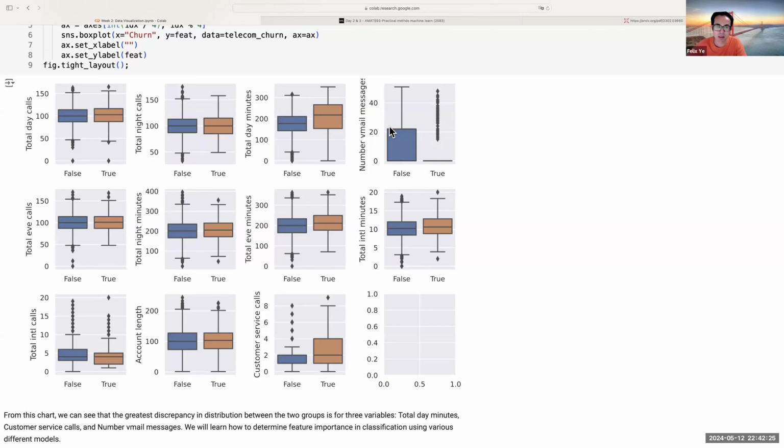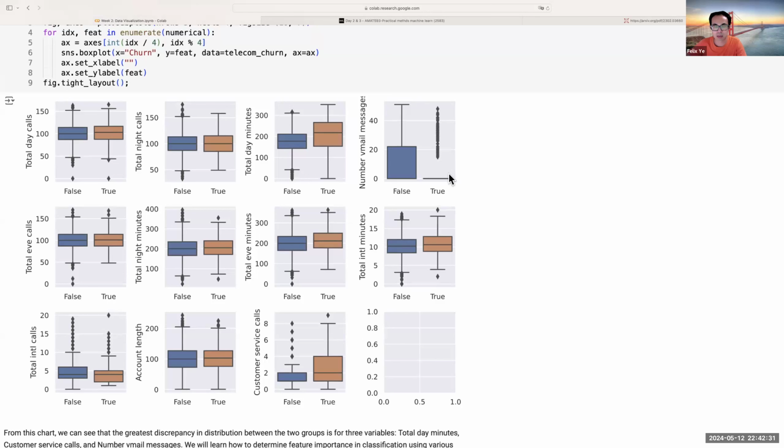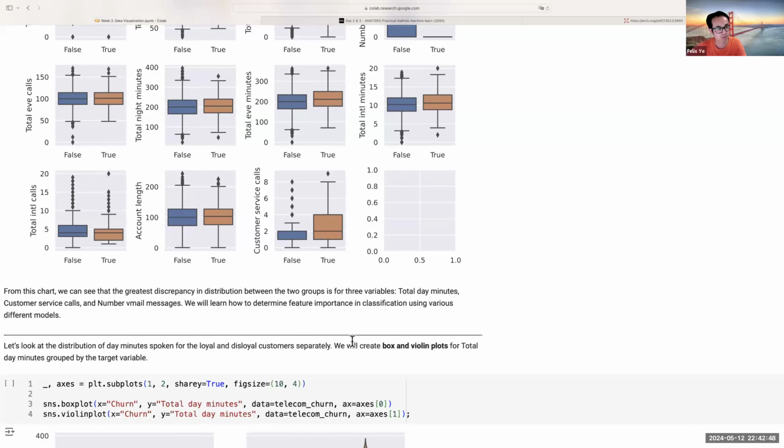So that means, if it is false, they use email messages a little. If it is true, it's very dramatic. It's either they don't use it or they use it a lot. So this gives you some idea. These two features probably can help us distinguish between true and false.